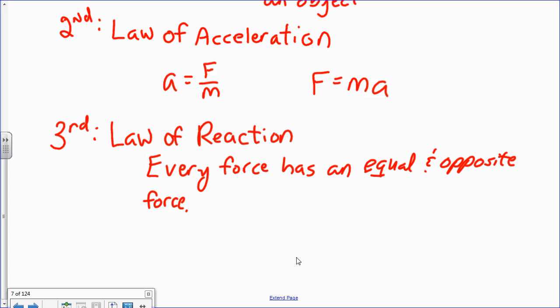Or I can think about it this way. The Earth is pulling on me. You might know what my weight is in newtons, which is our unit for weight. About 700 newtons.